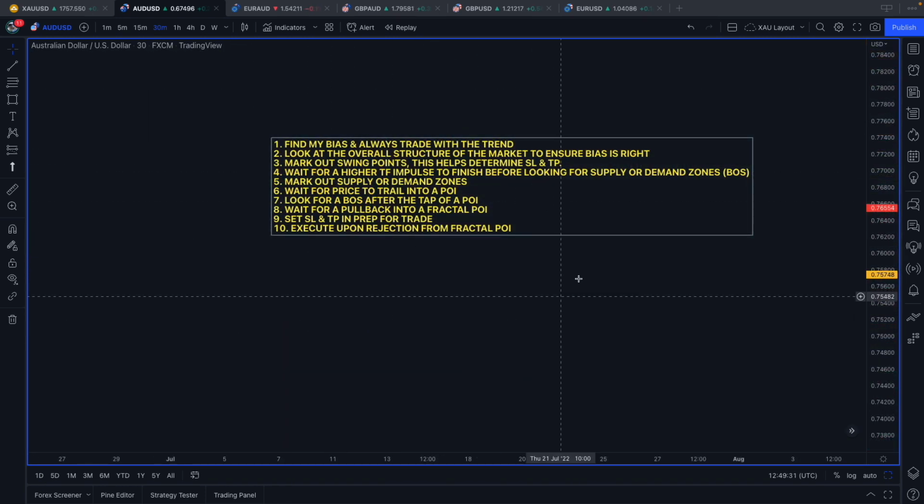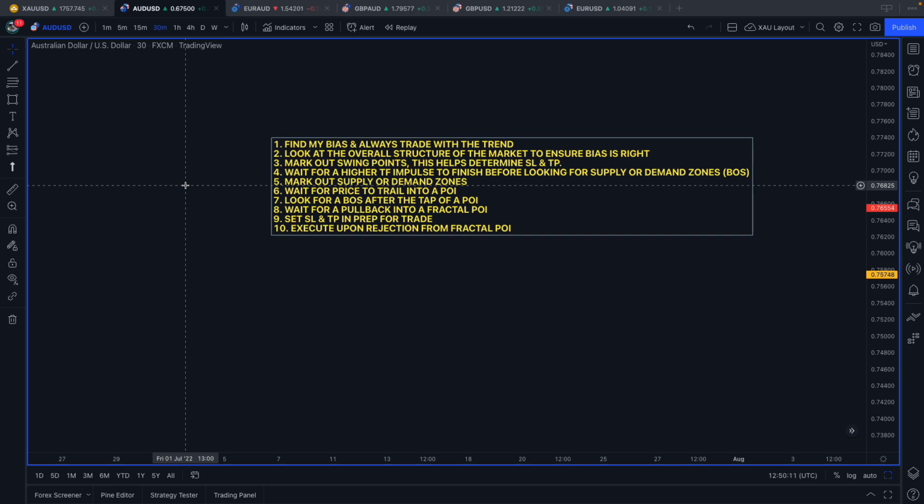More than anything, just remember this 10-step guide. Find a bias and always trade with the trend. Look at the overall structure of the market to ensure that the bias is correct. Mark out the swing points, as this will help us determine our stop loss and take profit. Wait for a higher time frame impulse to finish before looking at supply or demand zones. Mark out the supply or demand zones within the previous impulsive wave. Wait for price to trail into these points of interest. Once price has trailed into these points of interest, look for a break of structure within that tap.